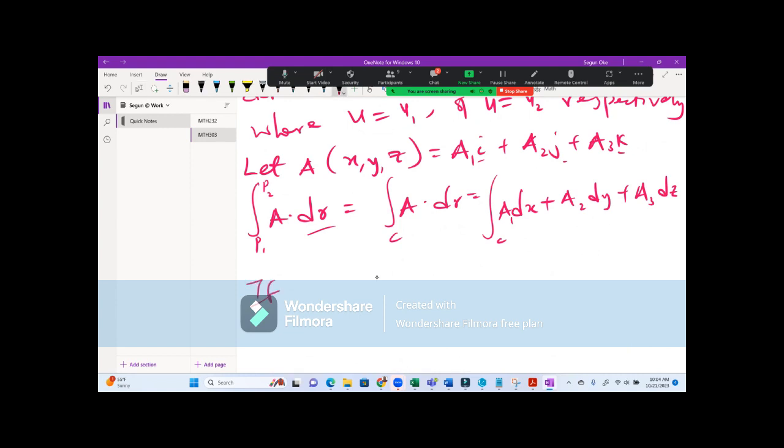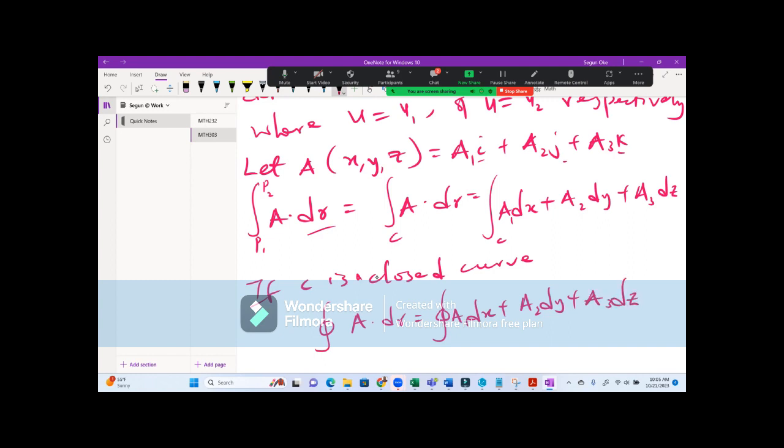At the end of the day, if C is a closed curve, then we have the integral over the closed curve of A dot dr, which is the integral over the closed curve of A1 dx plus A2 dy plus A3 dz. They normally use this particular equation and this line integral in aerodynamics or fluid mechanics. For those of us that want to specialize in fluid mechanics, you will use more of this.